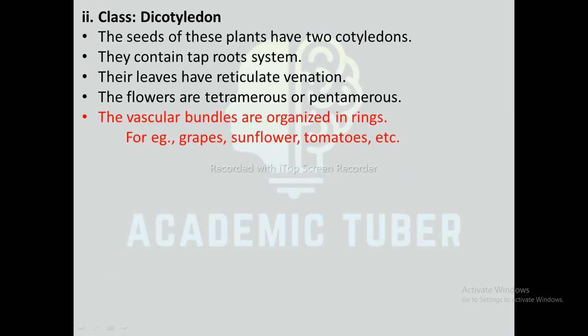Next one is class dicotyledon. The seeds of these plants have two cotyledons and they have a taproot system. Their leaves contain reticulate venation and flowers are tetramerous or pentamerous. Vascular bundles are organized in rings. Examples are grapes, sunflower, tomatoes, etc.